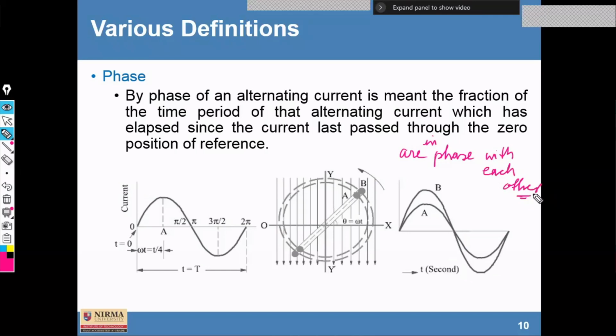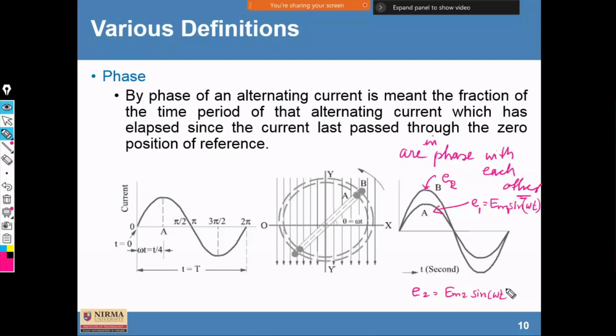Fine. So here in this case, we can write two different equations. Suppose the quantity A is your E, we can write EM1 sine omega t. Suppose the quantity B is also E, so here we can write E1 and E2. But their maximum values are different. So here we can differentiate this by writing EM1 and EM2. We can write E2 is equal to EM2 sine omega t here.